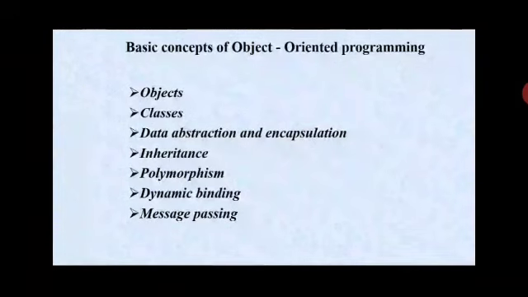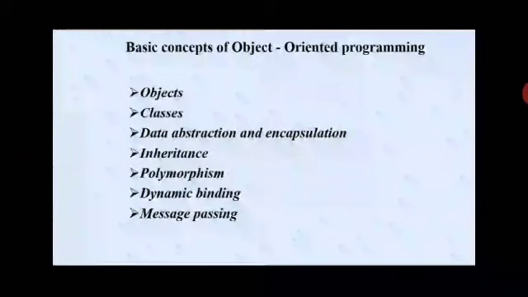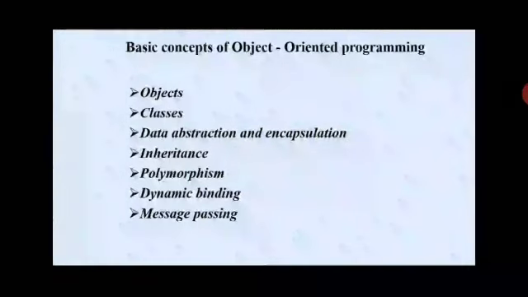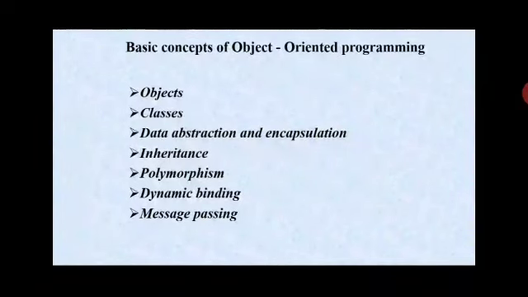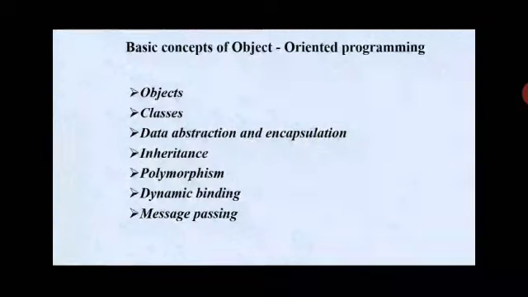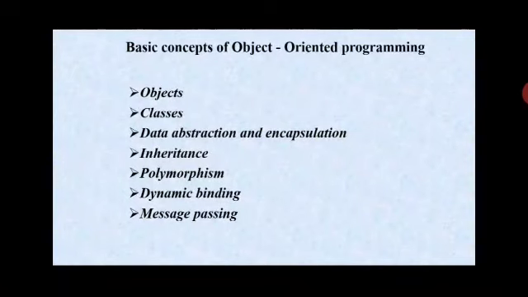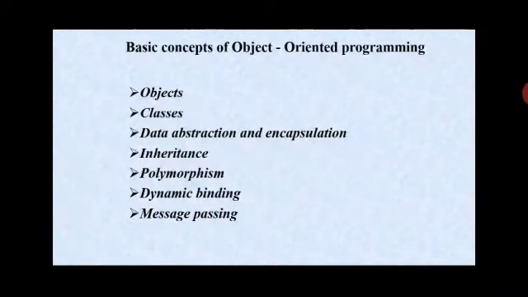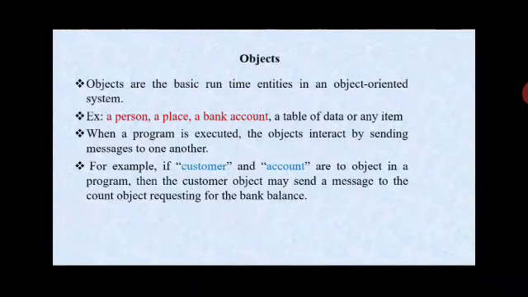Basic concepts of object-oriented programming. Here I have to say one thing. Before going to see about C++ language, we need to know certain things related with object-oriented programming, the fundamental concepts. We will see elaborately in upcoming chapters. This is fundamental idea only: objects, classes, data abstraction and encapsulation, inheritance, polymorphism, dynamic binding, message passing.